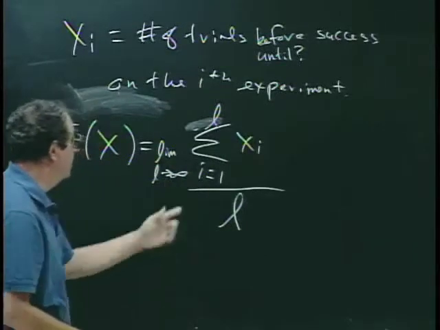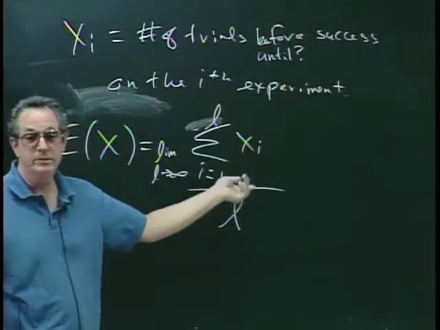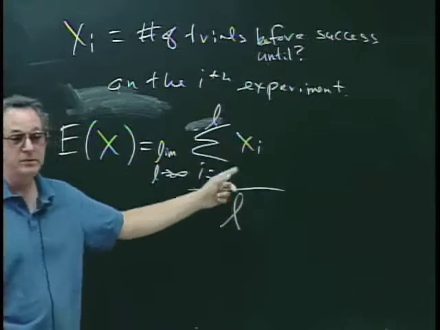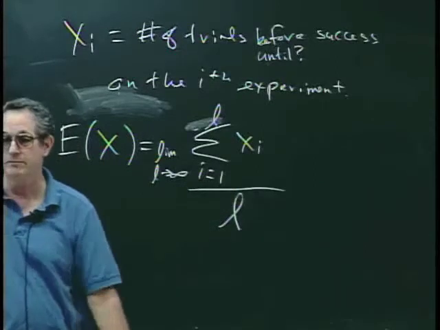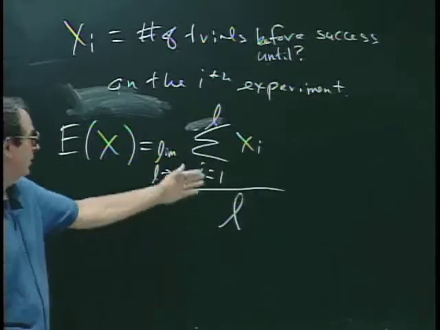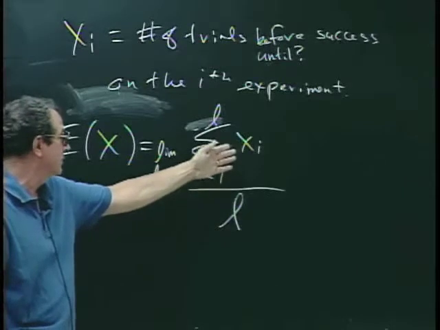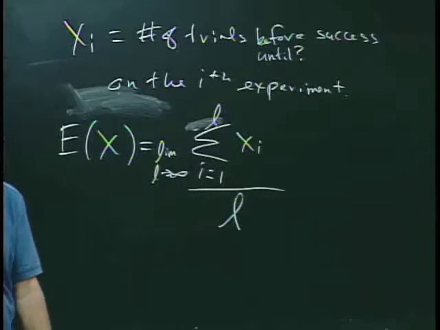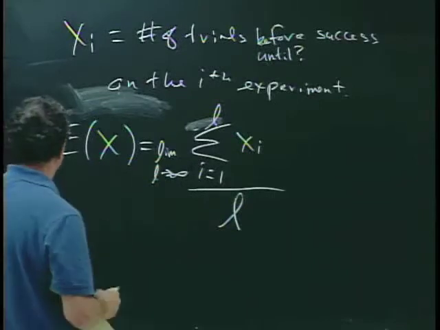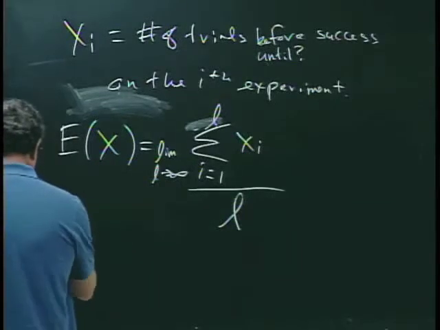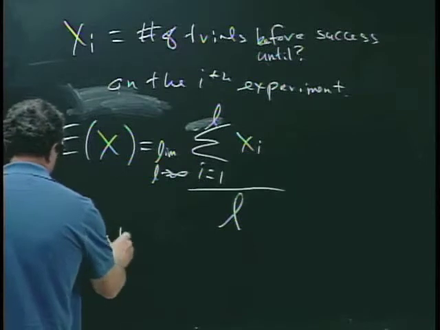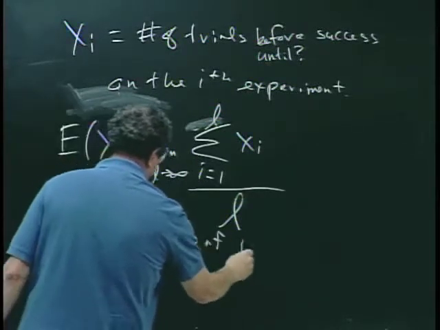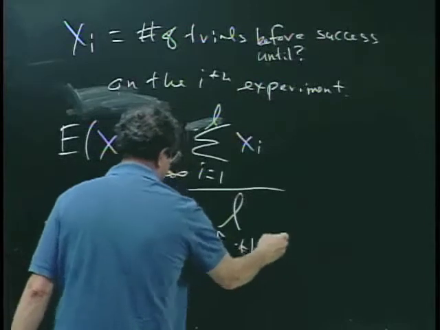So we're just saying, I'm going to keep doing these experiments over and over and over again and take the average number of flips, number of trials that I'm doing, and take that limit as L goes to infinity, and this is the expected value of the geometric distribution.